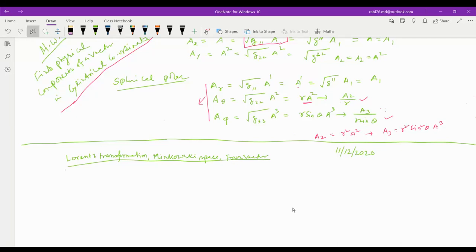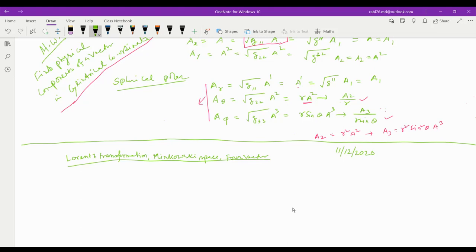Good morning, everybody. Today we are going to talk about Lorentz transformation, Minkowski space, four vector, and then four tensor.